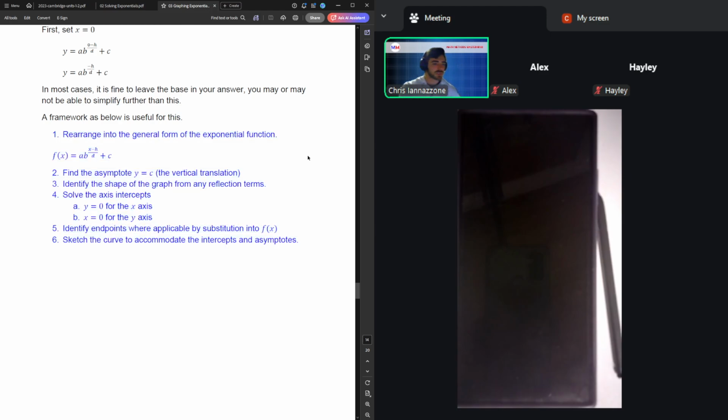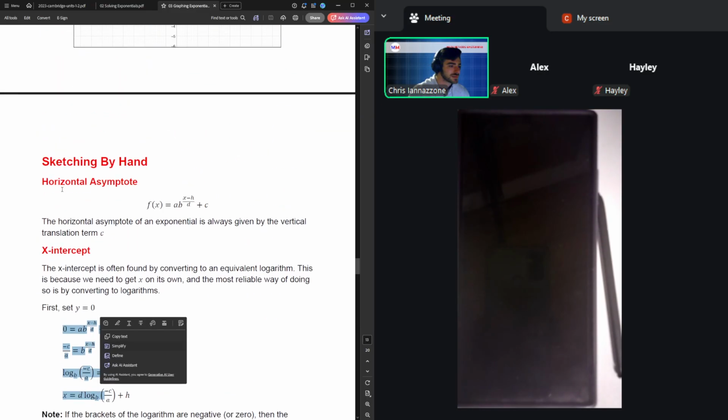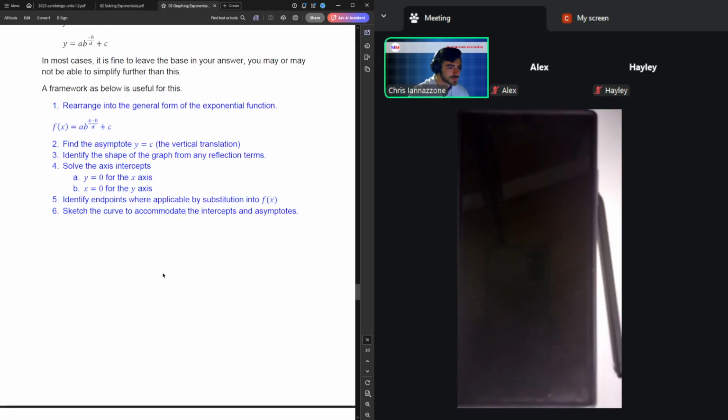Here's the big list of what you need to do. Don't be too intimidated by it. We're essentially just trying to do that thing, and that thing. And half the time you don't even have to do this one. So this is just a catch-all for everything that you need to do.